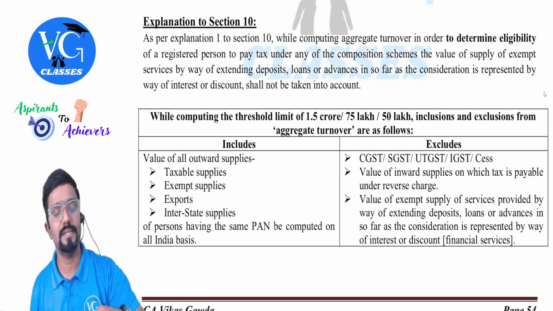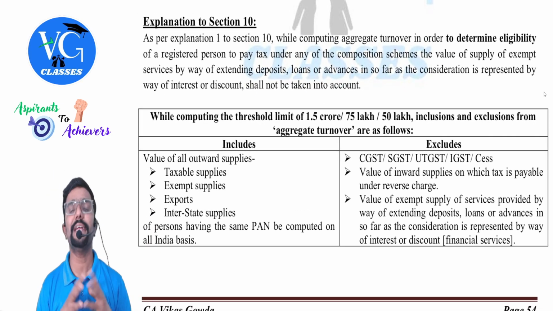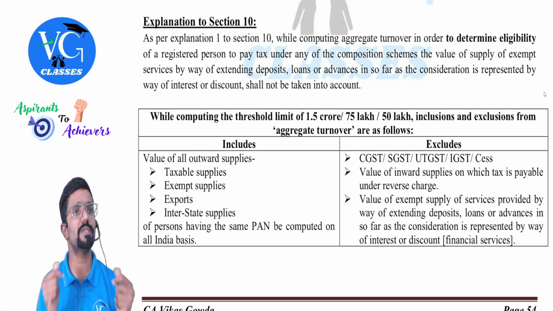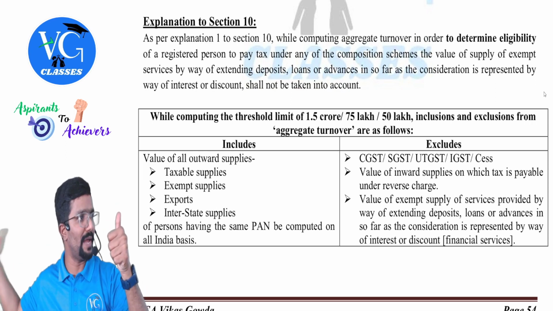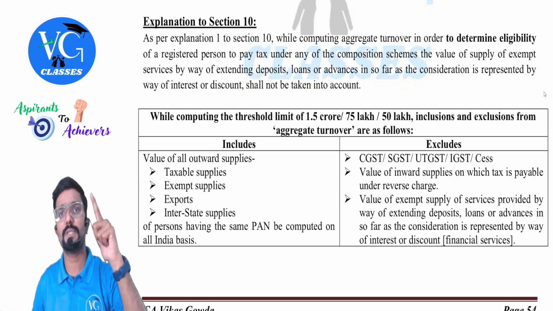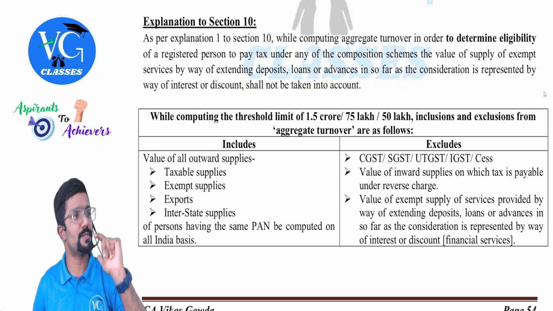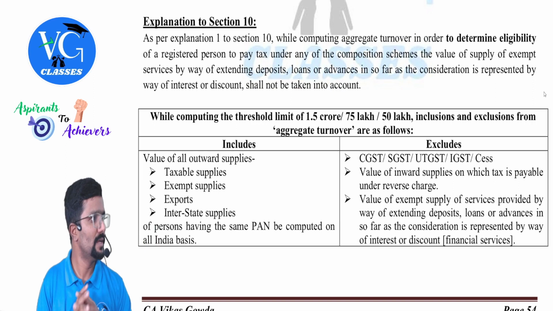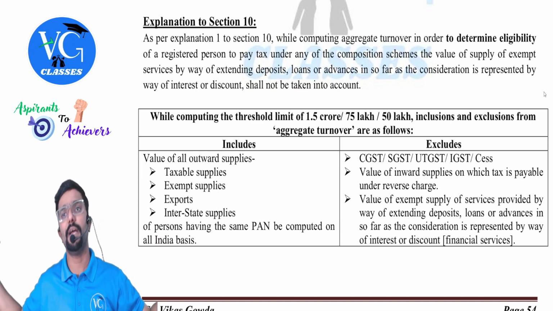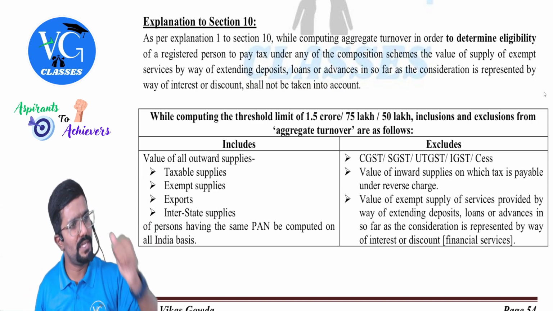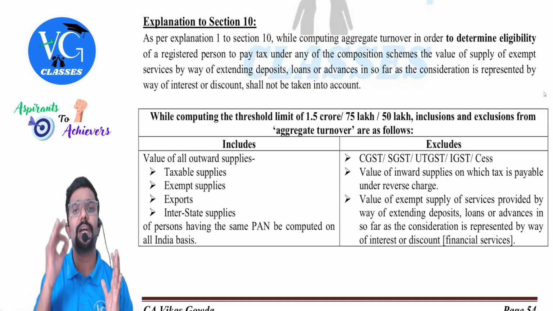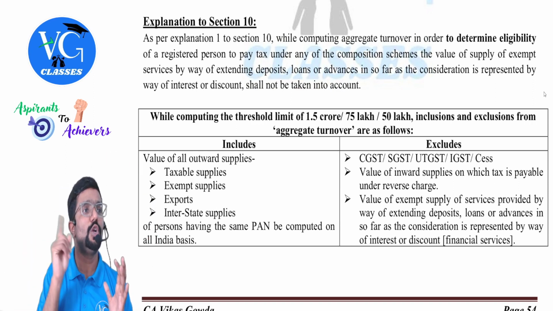Guys, listen. We have seen the aggregate turnover definition given in section 2, clause 6. What all does it include? Taxable outward supply plus exempt supply plus exports plus interstate supplies between persons having the same PAN, to be computed on all India basis, except GST and cess. Correct? This is the aggregate turnover given in section 2, clause 6.